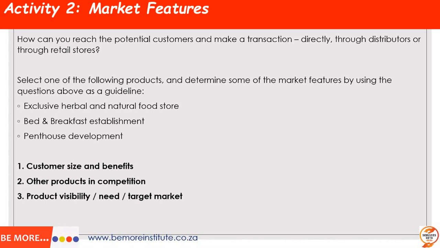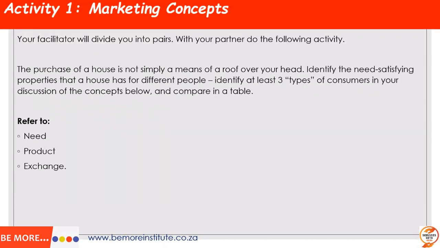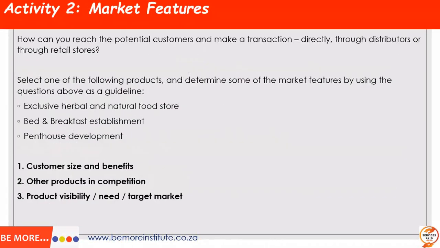So you are given 3 products. For example, we have an exclusive herbal and natural food store, a bed and breakfast establishment, and a penthouse development. What we need to do is look at these 3 businesses and ask ourselves these questions. I'll go back to the slide so that you can see the questions. First, an exclusive herbal and natural food store.